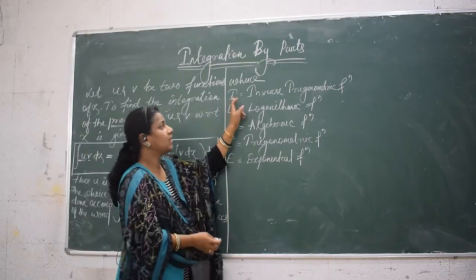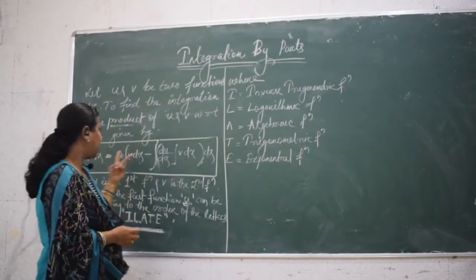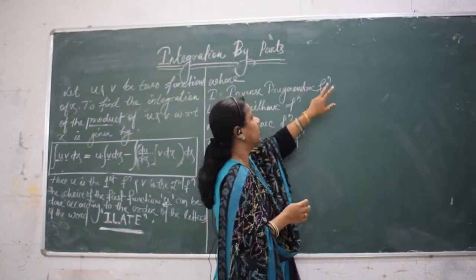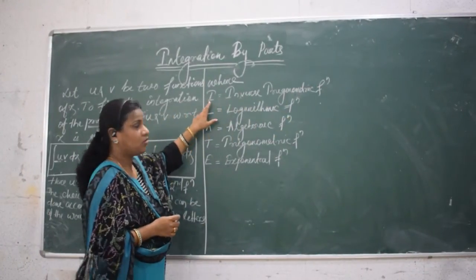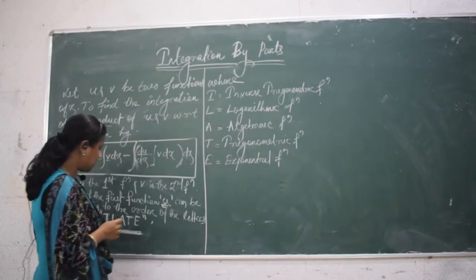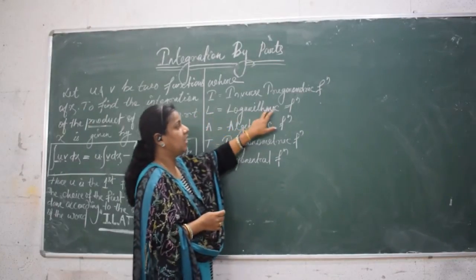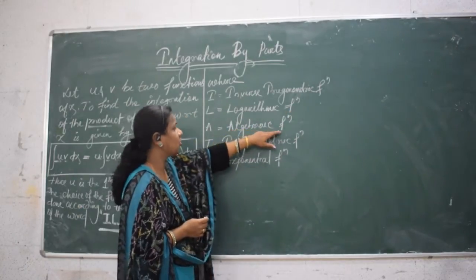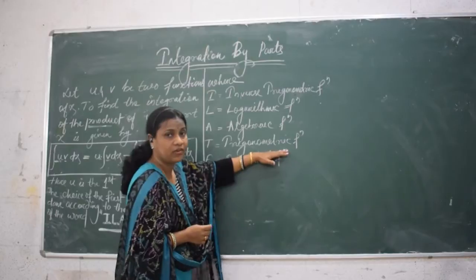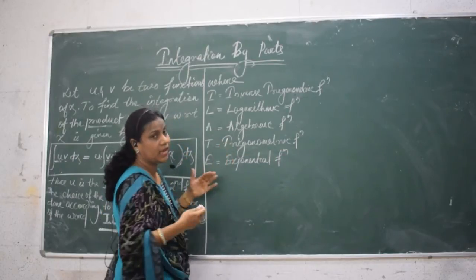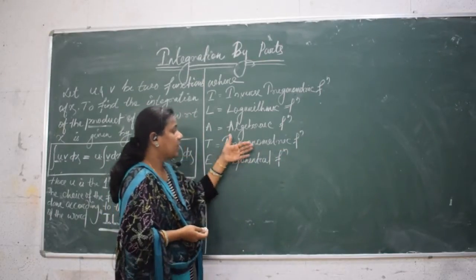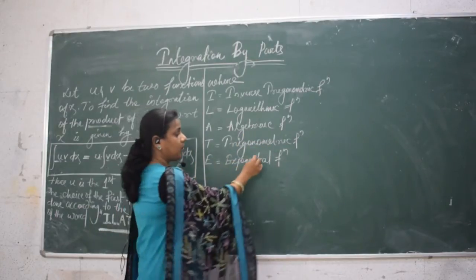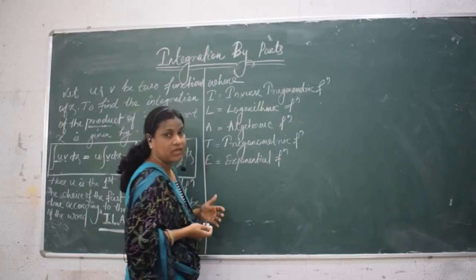Look here, I stands for the inverse trigonometric function. Then comes L, the logarithmic function. A is the algebraic function. T is the trigonometric function. You know the trigonometric functions: sine, cos, tan. E is the exponential function, that is the e to the power x form.